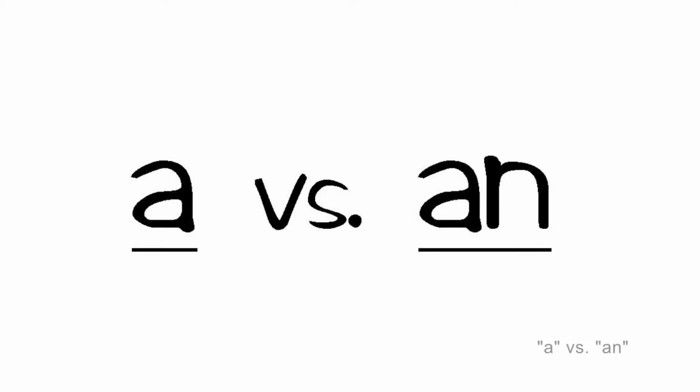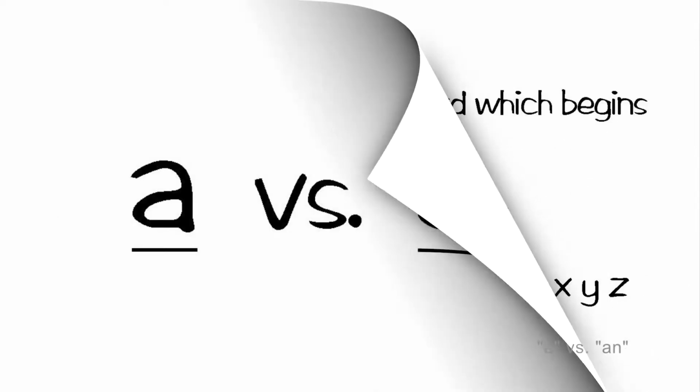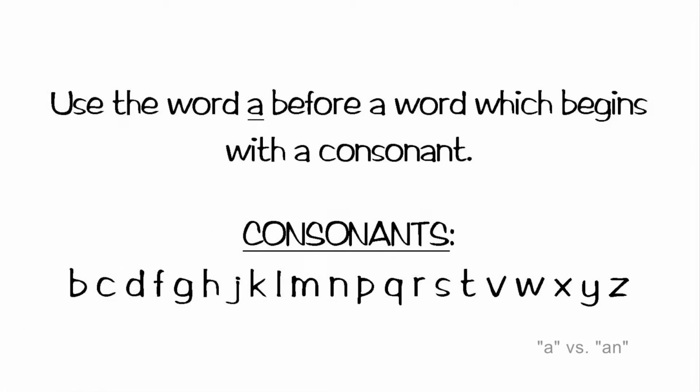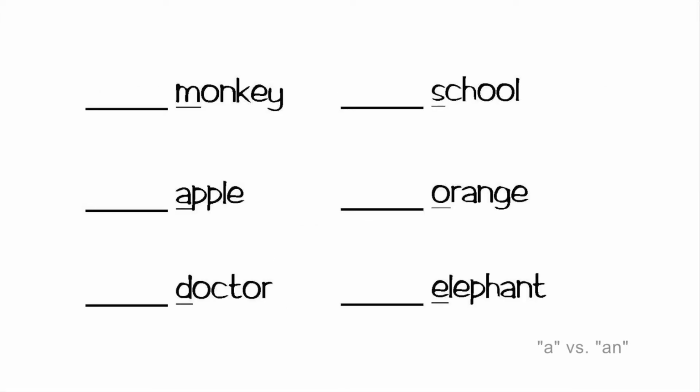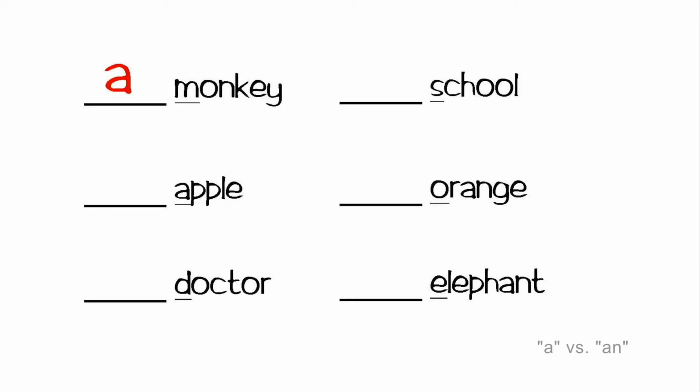We will first take a look at a versus an. Use the word a before a word which begins with a consonant. We should use the word an before a word which begins with a vowel. So let's look at a couple of examples. First, we have the word monkey. M, which monkey begins with, is a consonant, so we would use the word a.